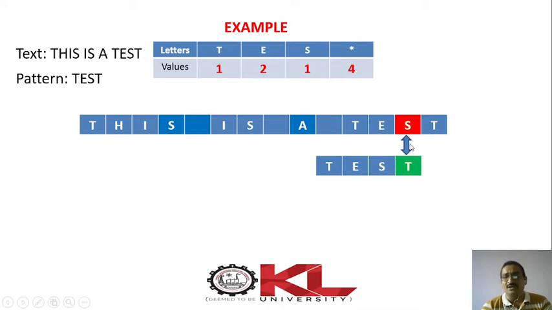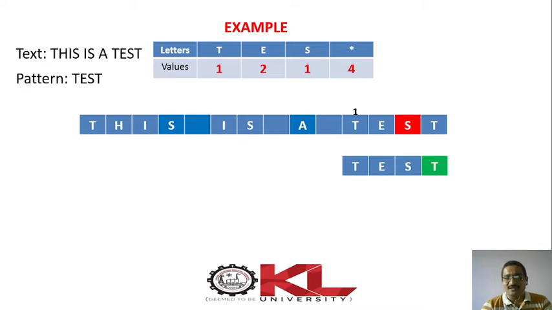What will happen? What is that S? In the bad match table, S is present. Now how many positions can I move the pattern to the right in that text? So one position. You can move one position, not from here, but from the next position. You can start from here, so it can move to the next position.